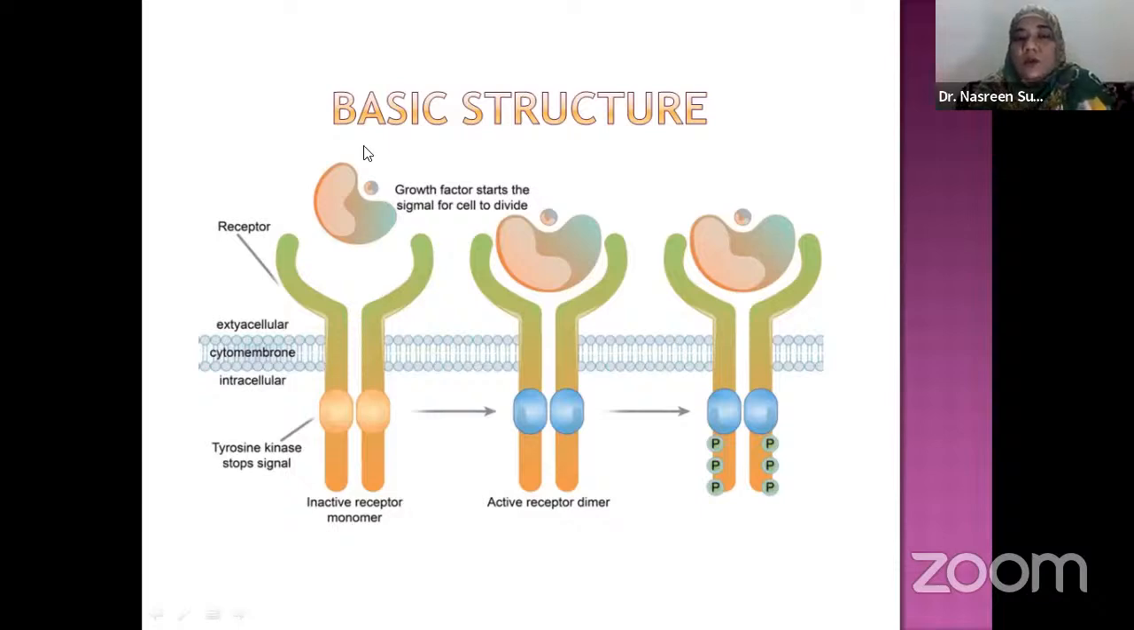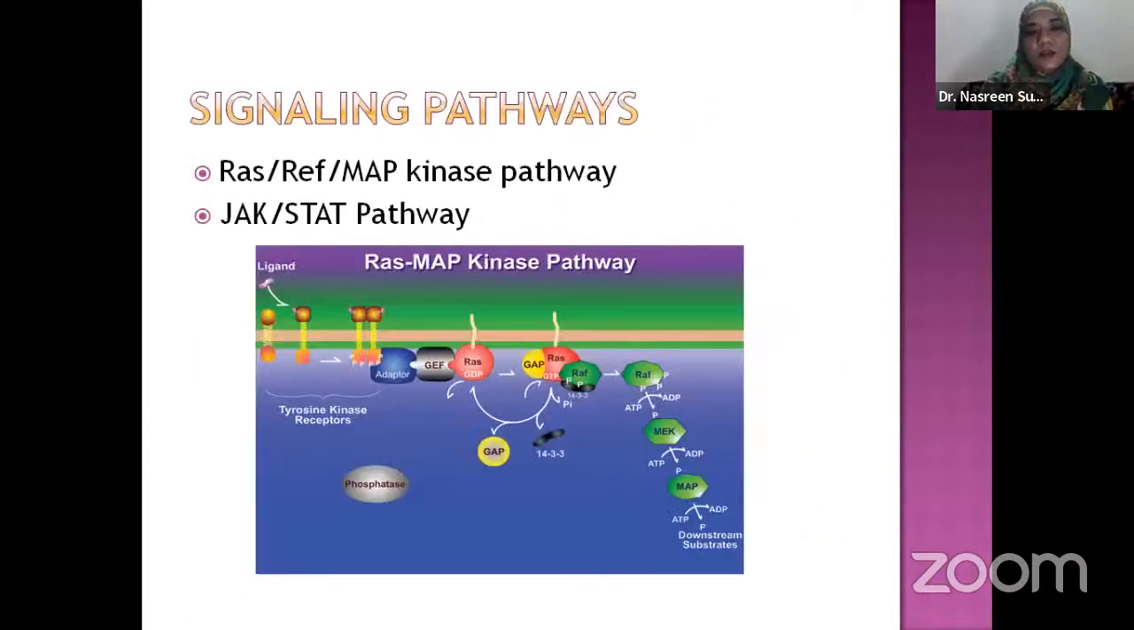Okay. So whenever a ligand comes and binds to it, they will form a dimer. Dimer means two receptors will come together. And there will be phosphorylation of the enzyme, and there will be activation of the cell. In this, you have two pathways, the RAS-RAF MAP kinase pathway and the JAK-STAT pathway. In this, the ligand comes and binds, then there will be formation of a dimer.